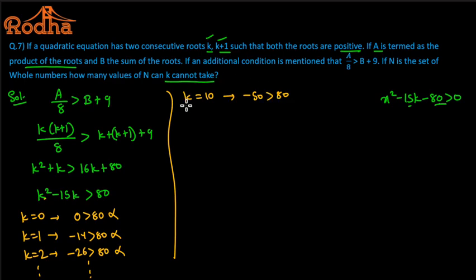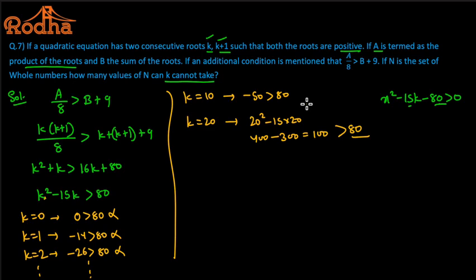Now let's try to put k equal to 20 also. If I put k equal to 20, I will get 20 square minus 15k. So 20 square minus 15 into 20, that is 400 minus 300 is equal to 100, which is more than 80. So for sure I know that this value is getting satisfied for k equal to 20.